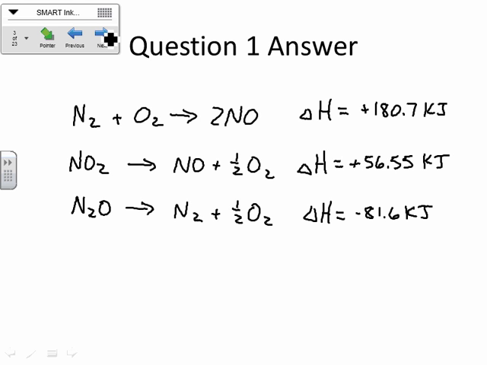Okay, so then when we add all this together, we just want to check and make sure it all works out. The 1/2 O2 plus the 1/2 O2 gives us a mole of O2, which cancels out this mole of O2 over here.